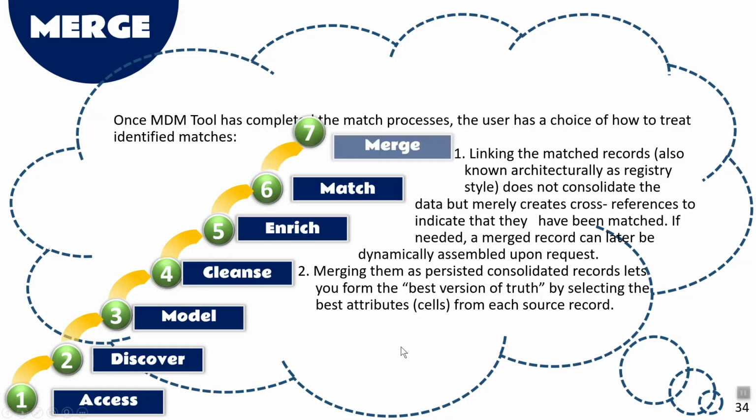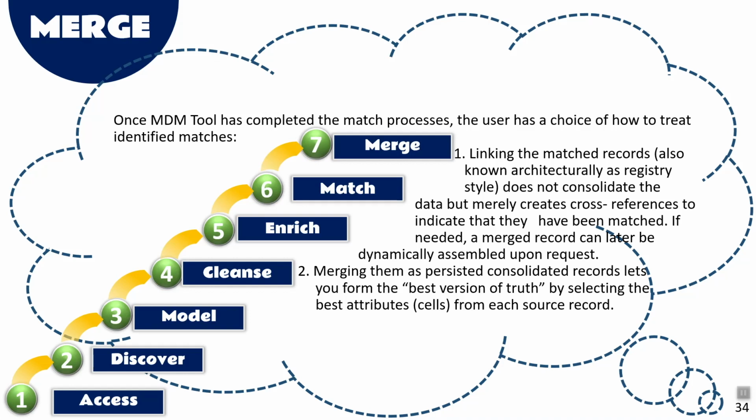The 7th step is the merging process. Once the data has been matched and identified for matching, the user can do anything they want. The user has a choice of how to treat the identified match. Linking the matched records does not consolidate the data, but merely creates cross references to indicate that they have been matched. If needed, a merged record can later be dynamically assembled upon request, merging them as persisted consolidated records.